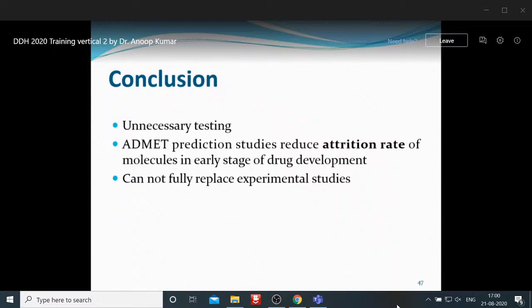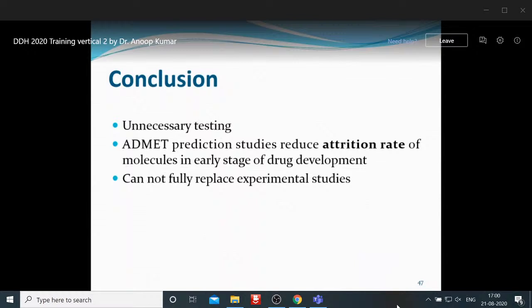ADMET predictions, particularly in early drug discovery phases, reduce unnecessary testing. Earlier, what we were doing is synthesizing a number of molecules, medicinal chemists were synthesizing them, and after that they went for toxicity studies or efficacy studies, and came to know that the molecule is not working, or is toxic or less efficacious. So it means a lot of time is consumed, and also a lot of money and resources are involved.